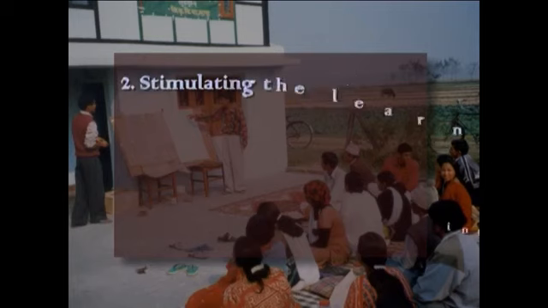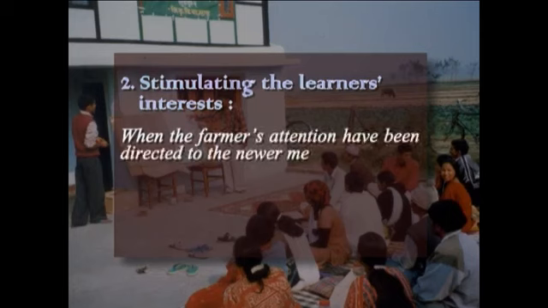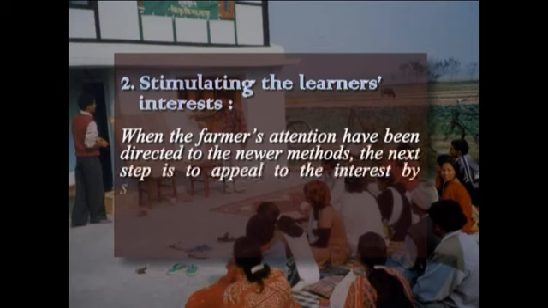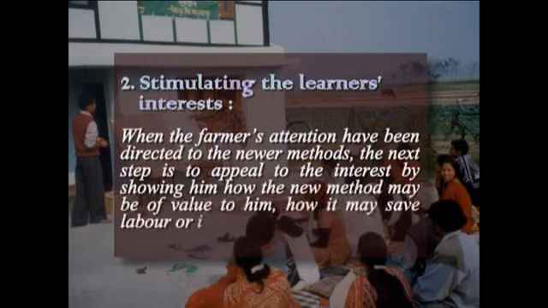Number 2. Stimulating the learner's interest. When the farmer's attention has been directed to the newer methods, the next step is to appeal to his interest by showing him how the new method may be of value to him, how it may save labor or increase his yield and profit.